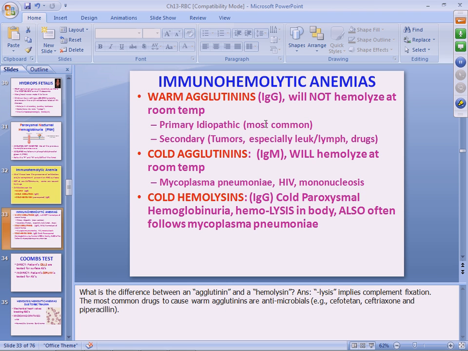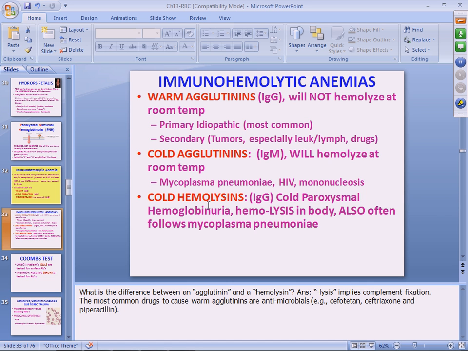Absolutely. Because a lysed cell will release free hemoglobin into the serum. If it's significant enough, that will result in hemoglobin going into the urine as well. So that's the general classification for the immunohemolytic anemias. And really, what you have to know is the difference between an agglutinin and a hemolysin.